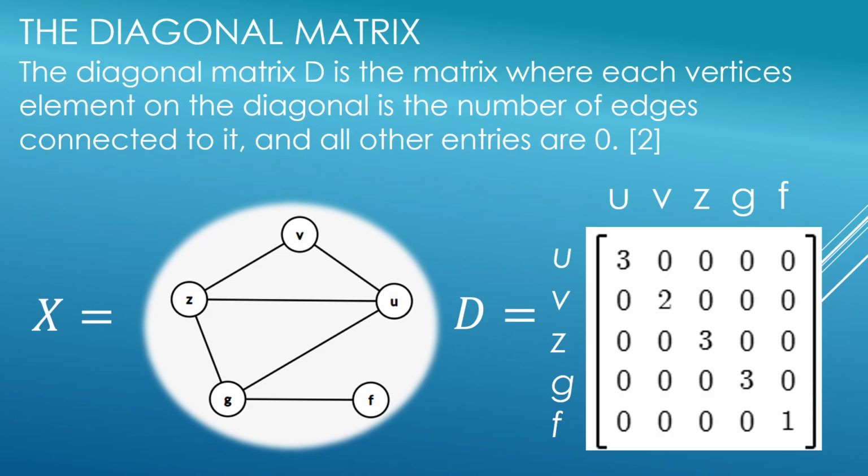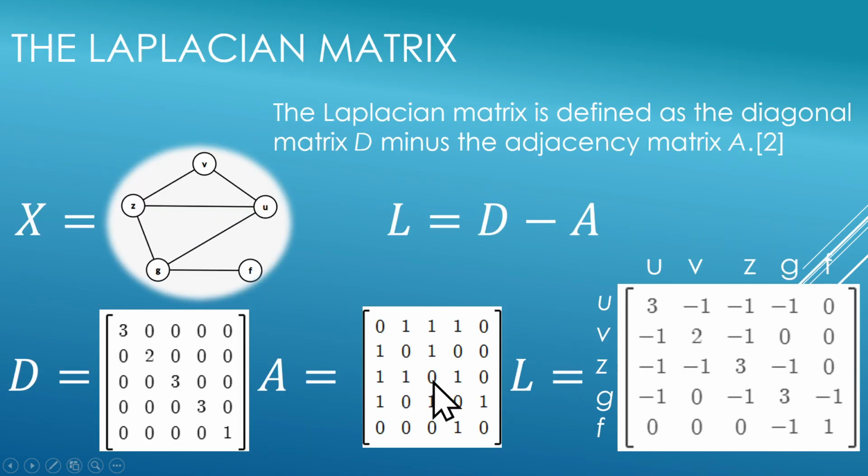know about the diagonal matrix. The diagonal matrix D is the matrix where each of the vertices' elements on the diagonal is the number of edges connected to it, and everything else is 0. So this is a rather simple representation of the matrix. U has 3 edges on it, and so it's 3 on the diagonal. V has 2. And Z has 3, G has 3, F has 1, and everything else is going to be represented by zeros. And so that takes us to the Laplacian matrix.